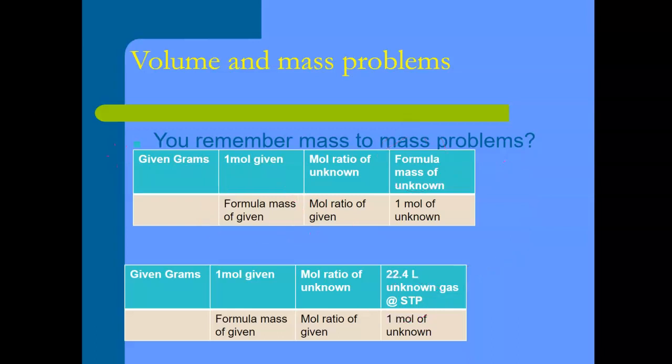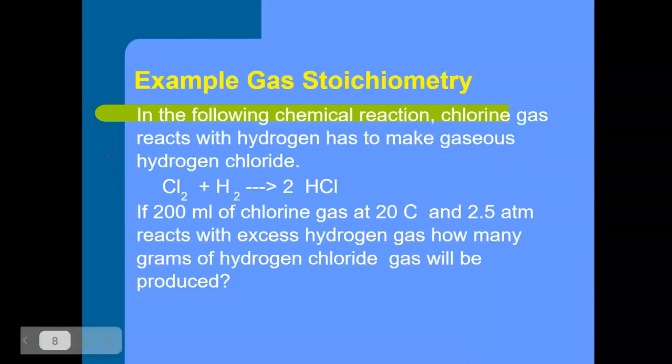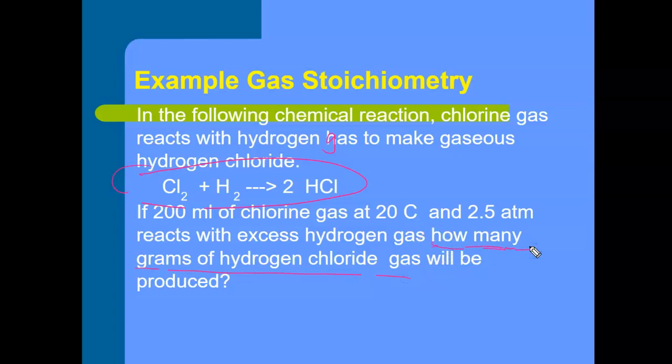Okay, so let's take a look at what something like this might look like. It says in the following chemical reaction, chlorine gas reacts with hydrogen gas, that should say gas, to make gaseous hydrogen chloride. There is our balanced equation right there. And we have 200 milliliters of chlorine gas at 20 degrees Celsius and 2.5 atmospheres. Okay, that is not at STP. So the easiest thing to do, since we have chlorine gas and we want to know how many grams of hydrogen chloride will be produced, is a two-step process.